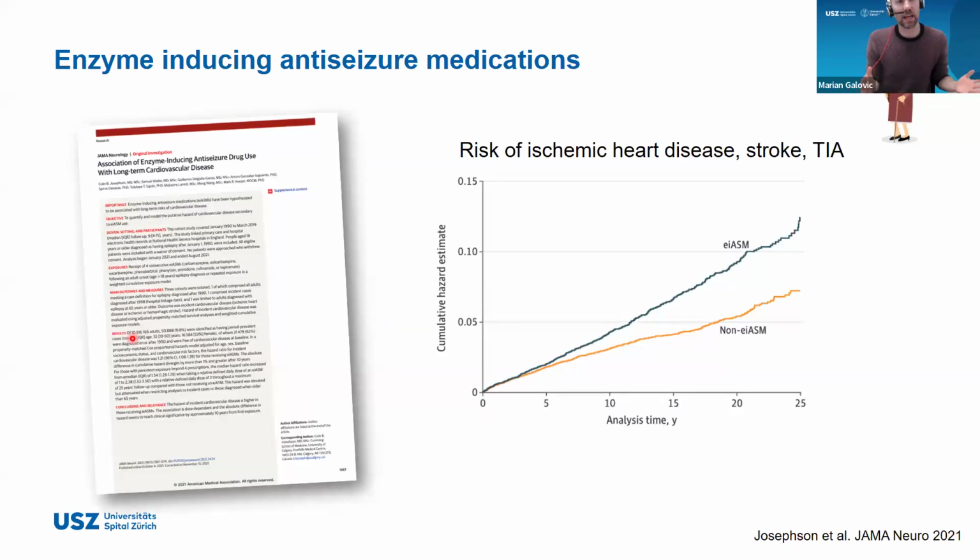Now, people taking enzyme-inducing anti-seizure medications may be at higher risk of ischemic heart disease, stroke, and TIA. And this is actually a Canadian study. Here in blue, you have those taking enzyme-inducing anti-seizure medications. In orange, you have those taking non-enzyme-inducing anti-seizure medications. And those with enzyme-inducing medications have around twice the risk of having ischemic heart disease, stroke, or TIA, which is quite a lot in my opinion, so you need to consider this.